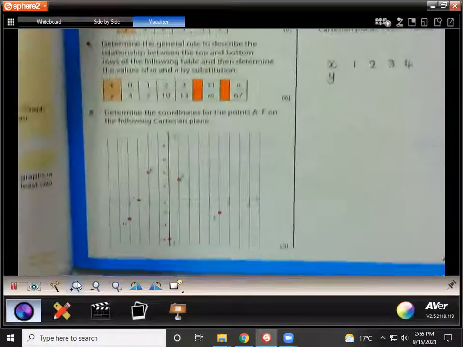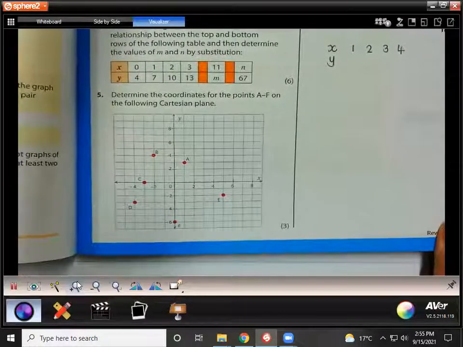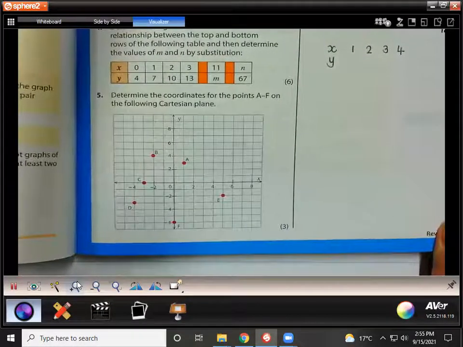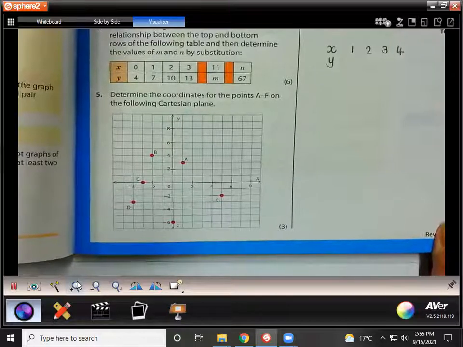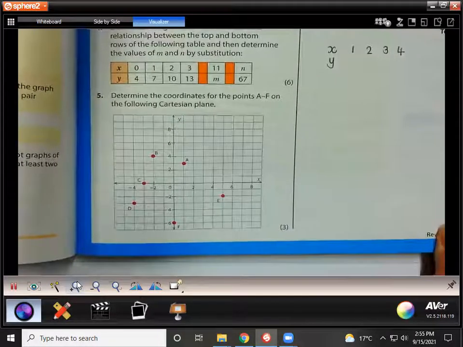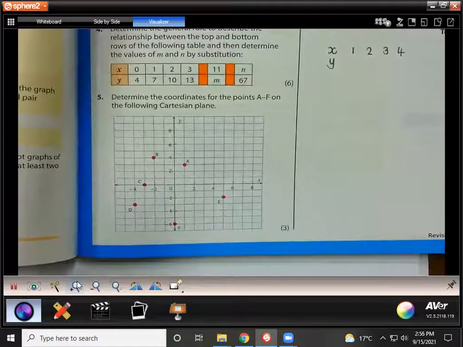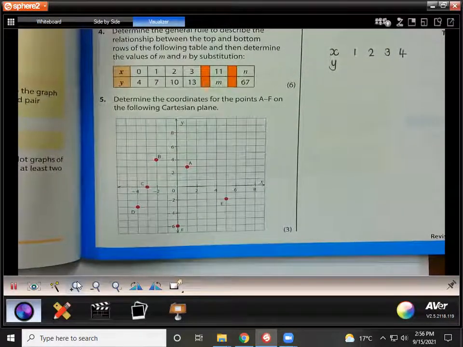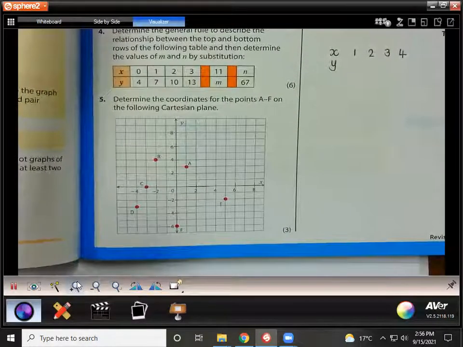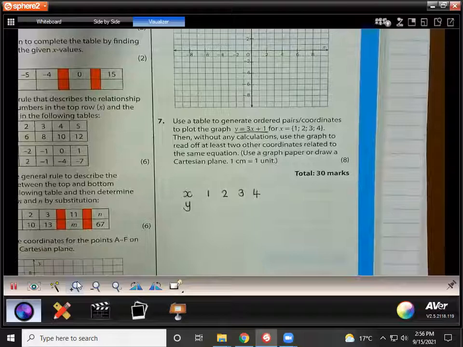Number 5, I'll go up to 7 now again. There's number 5. They've given you points A, B, C, D, E, and F, and you need to write down the coordinates of those points. I want you to write A, and then next to A, you're going to write the coordinates. Then you're going to write B, coordinates, C, coordinates, for all of them to F. And then there's 7. You might have already taken a picture of 7, but there you go.